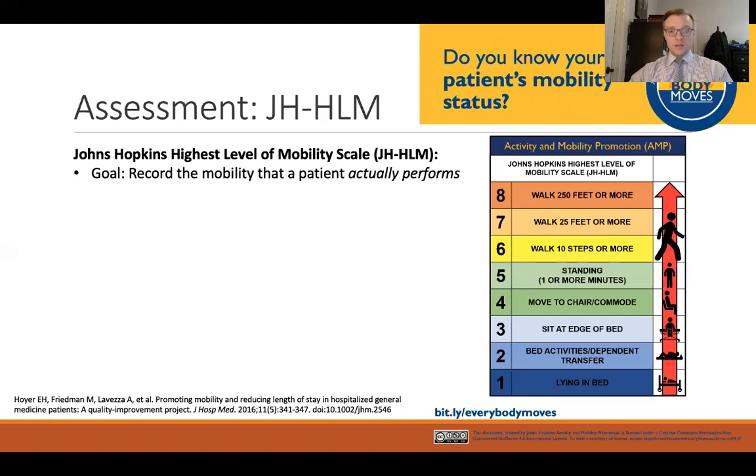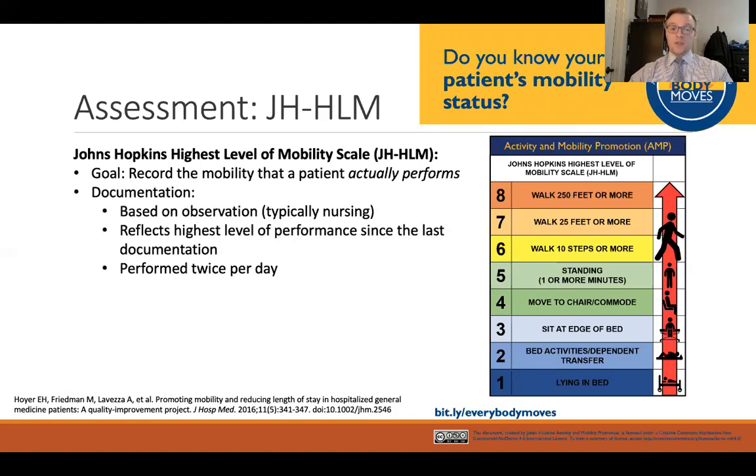This scale, from 1 to 8, quantifies the amount of mobility that a patient actually performs in a given time period. It is based on observation of a patient's mobility, typically by nursing staff or other staff, and it reflects the highest level performance they have achieved since the last documentation. Ideally, it would be performed twice per day.